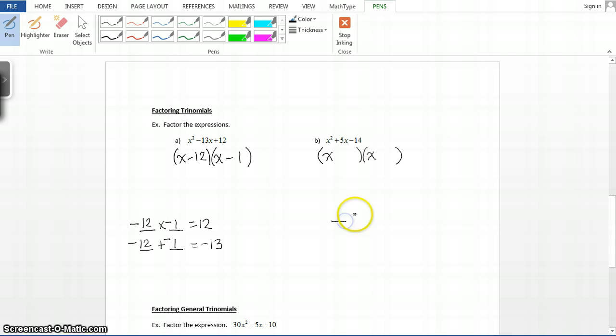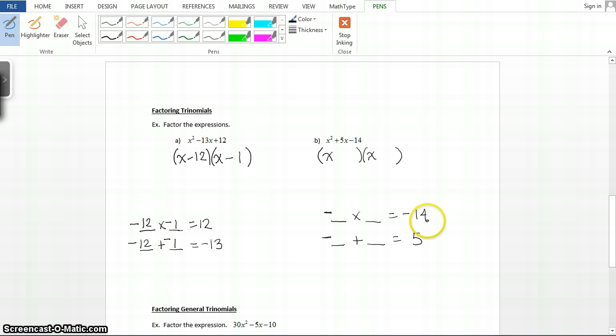I need two numbers that multiply together, this time to give me negative 14, and those same two numbers add up to give me positive 5. If I have two numbers that multiply to give me a negative number, that means one has to be positive and one has to be negative. Right, this first one will be negative and that one will be positive. The factors of negative 14 add up to positive 5.